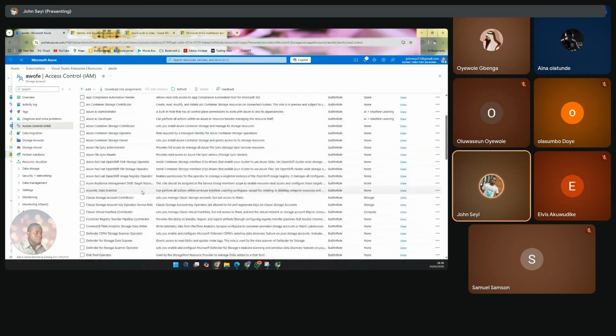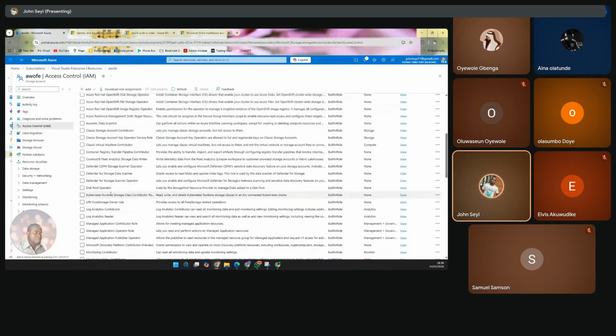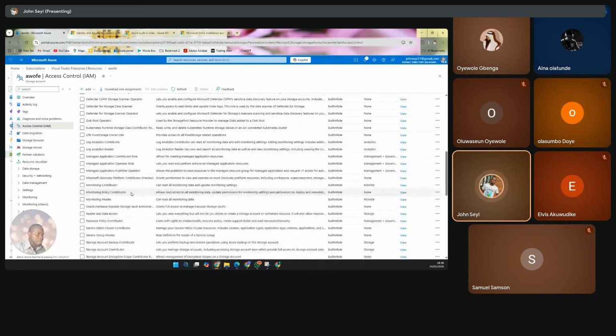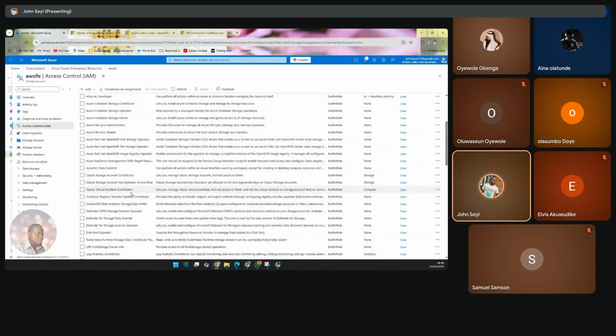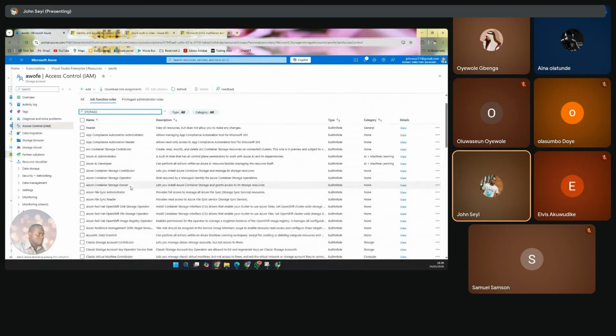So, for instance, I can say I want this guy to be a classic storage account contributor. Or I can say the only thing he can do is, let me pick another thing he can do. Okay, let me give him app compliance automation reader. You understand? That is the only function Mr. A can do in this storage account, for instance.